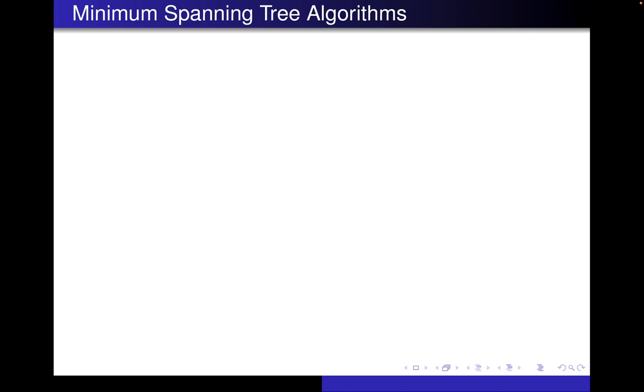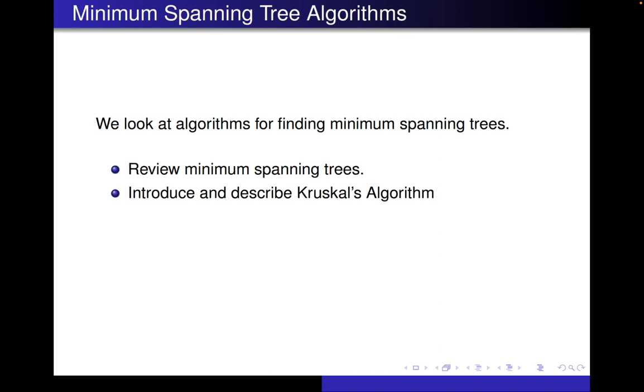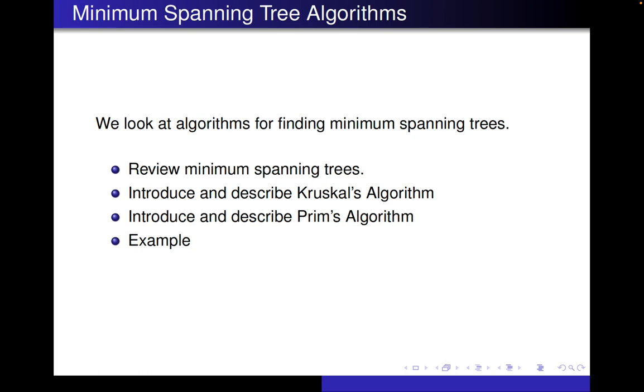Now that we've learned about minimum spanning trees, we're now going to learn a couple algorithms for finding minimum spanning trees. So first we're going to review what minimum spanning trees are, then we're going to introduce and describe both of our algorithms. The first one is Kruskal's algorithm, the second one is Prim's algorithm, and for each of those algorithms we're going to work out an example.